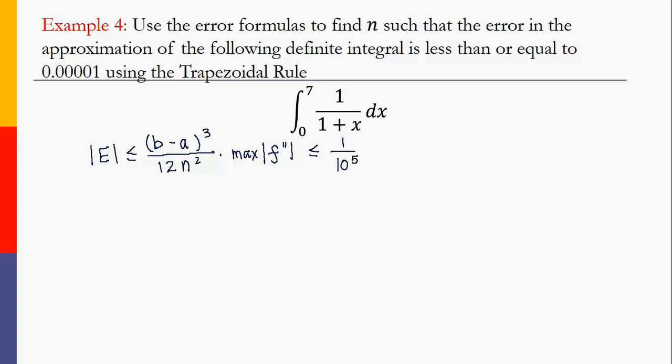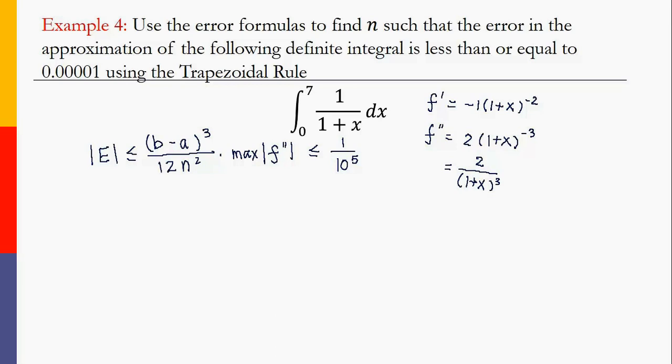Now in order to calculate n, we will need the maximum of f double prime, so we will need to calculate f prime first. According to the power rule, with 1 plus x quantity to the negative 1 power, negative 1 comes down, and we get 1 plus x to the negative 2. So f double prime will equal: the power comes down, negative 1 times negative 2 equals 2, times 1 plus x to the negative 3 power. So it equals 2 over (1 plus x) to the third power.